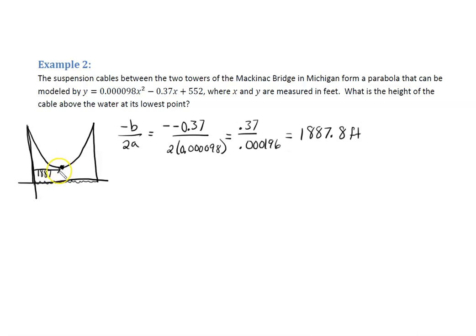To find our Y value, we're going to plug 1,887.8 back into our equation. When I plug that into my calculator, I get 202.8. That y value is my minimum. That means that's how high above the water the vertex is. So what is the height of the cable above the water at its lowest point? It's 202.8 feet above the water.